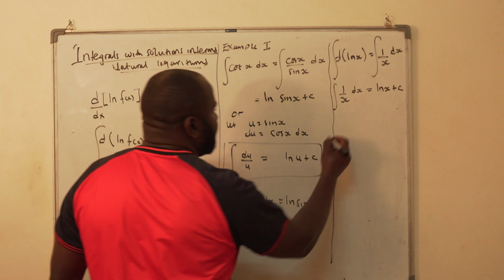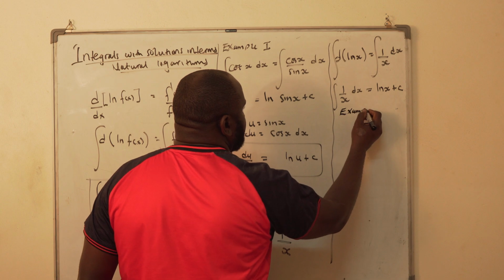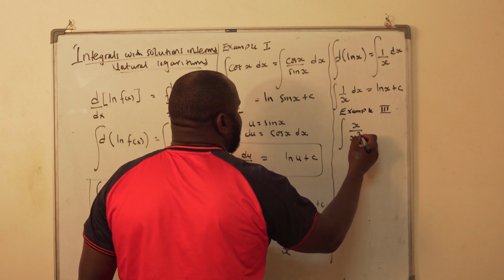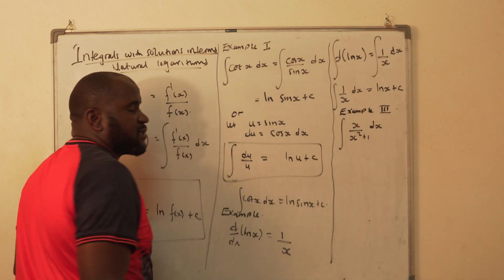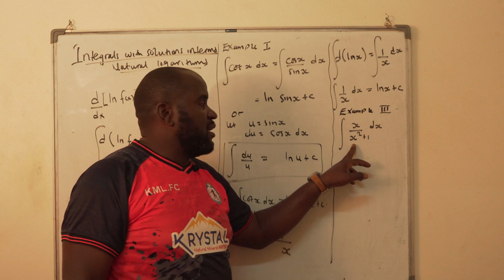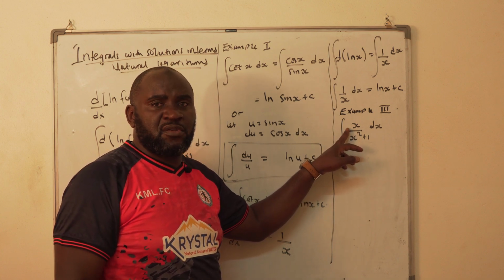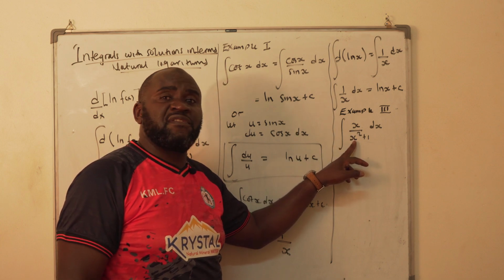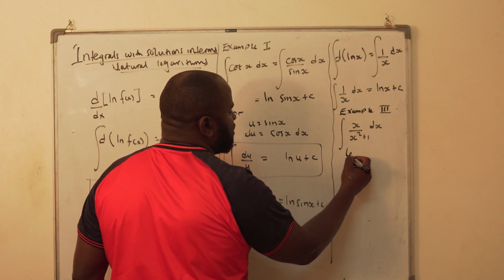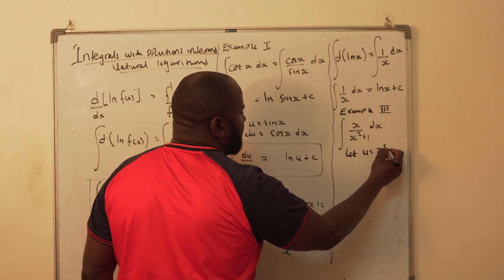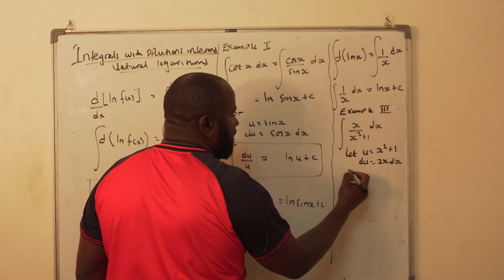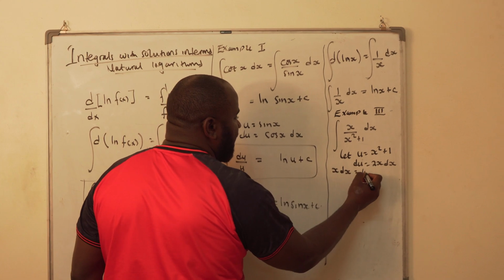We can have example 3. Example 3 is the integral of x out of x squared plus 1 dx. Now, the numerator has x, which is linear. The denominator is quadratic. But when you differentiate a quadratic function, you get a linear function. But now this linear function is missing a constant of differentiation, 2. So because I cannot easily see it, I use substitution. You let u be the denominator, which is x squared plus 1, so that du is equal to 2x dx. Then this would mean that x dx is actually a half du.